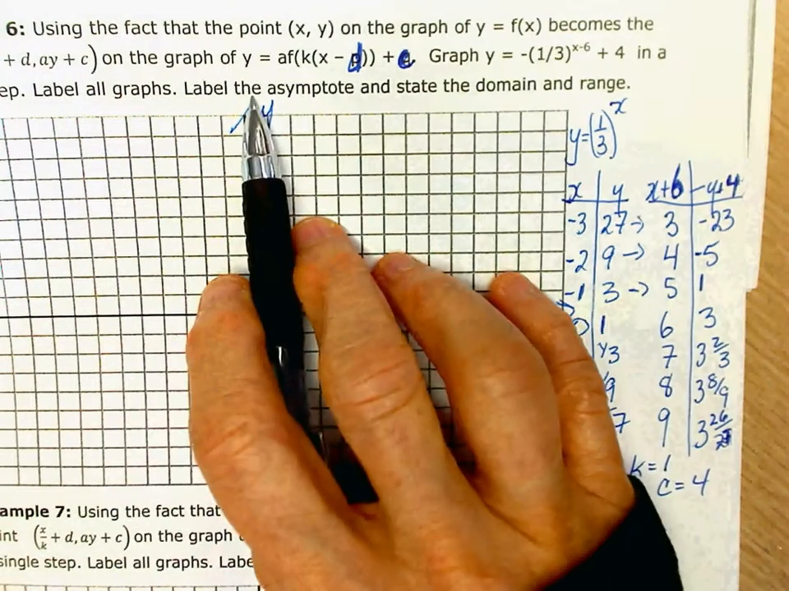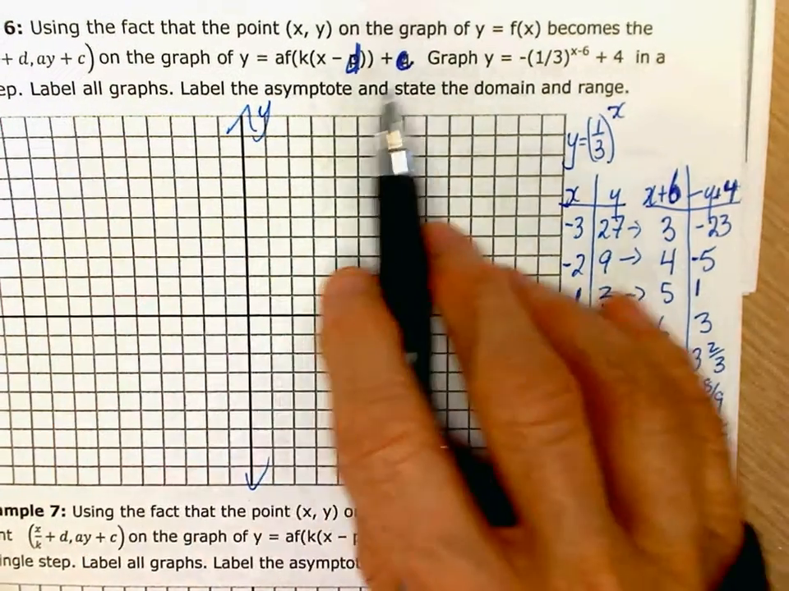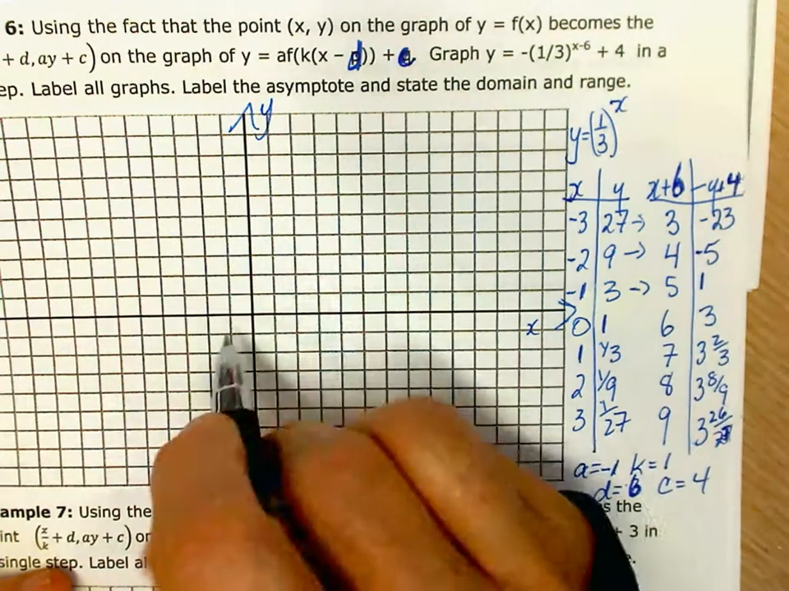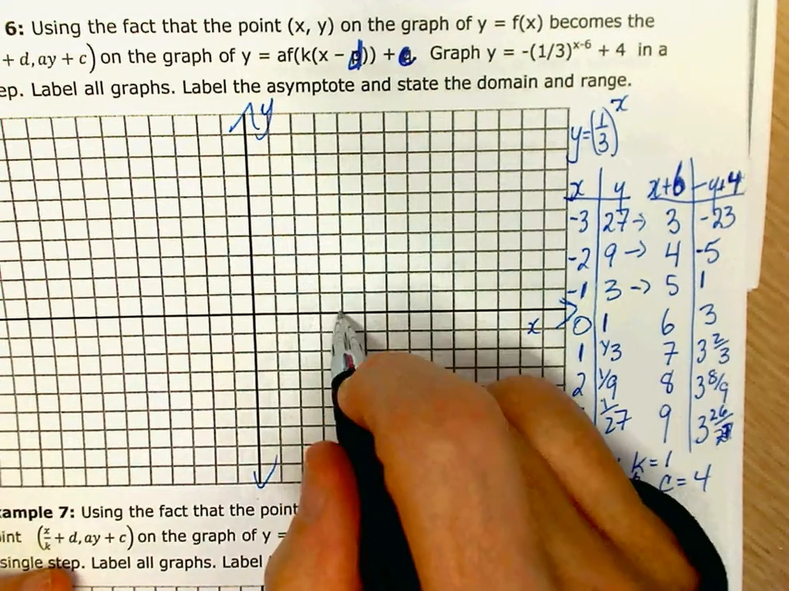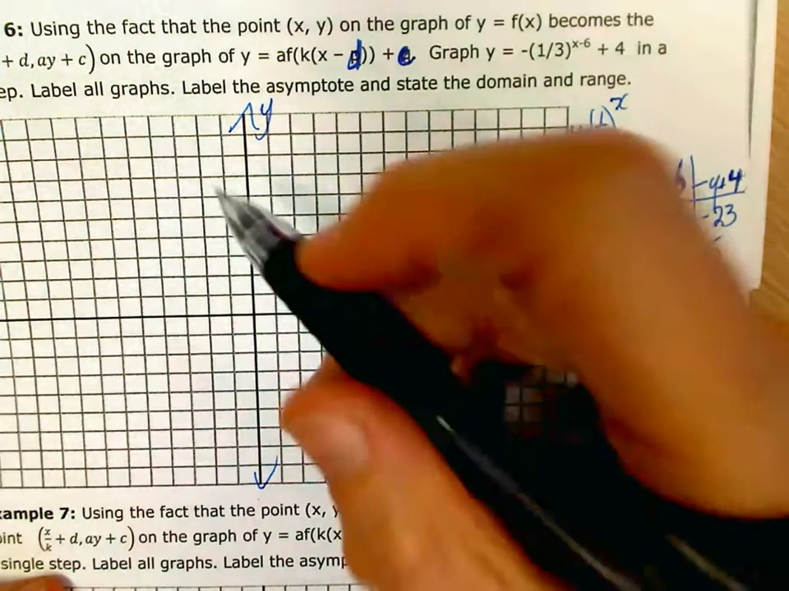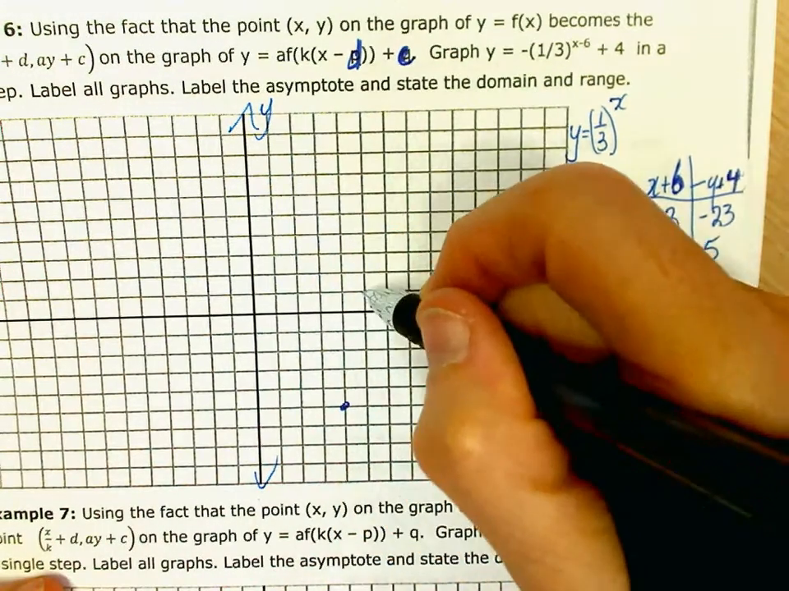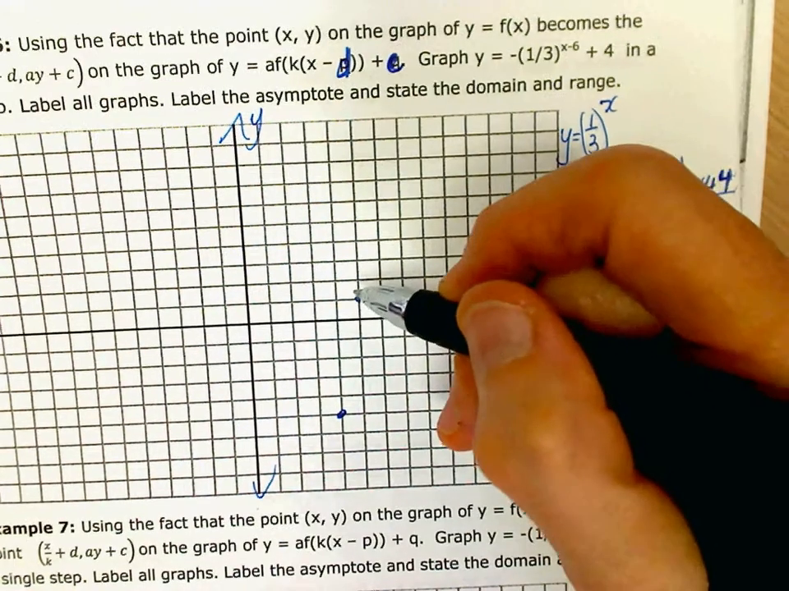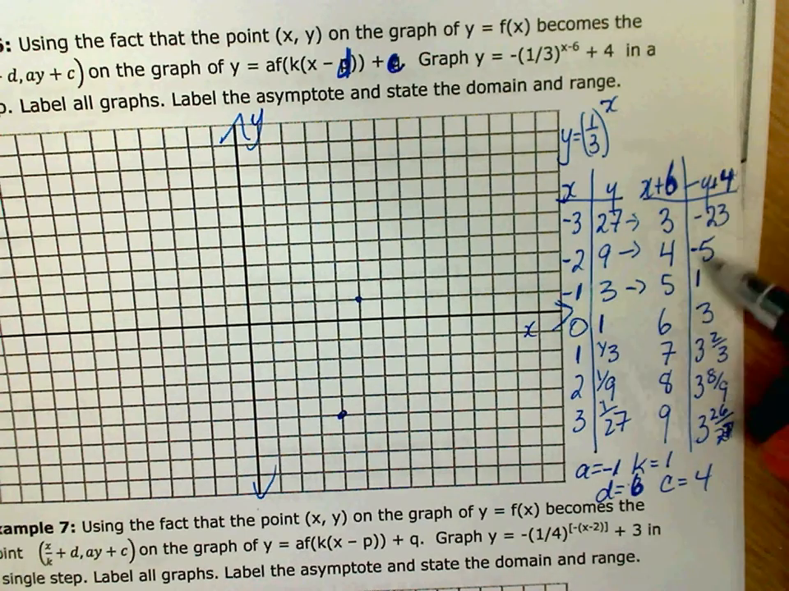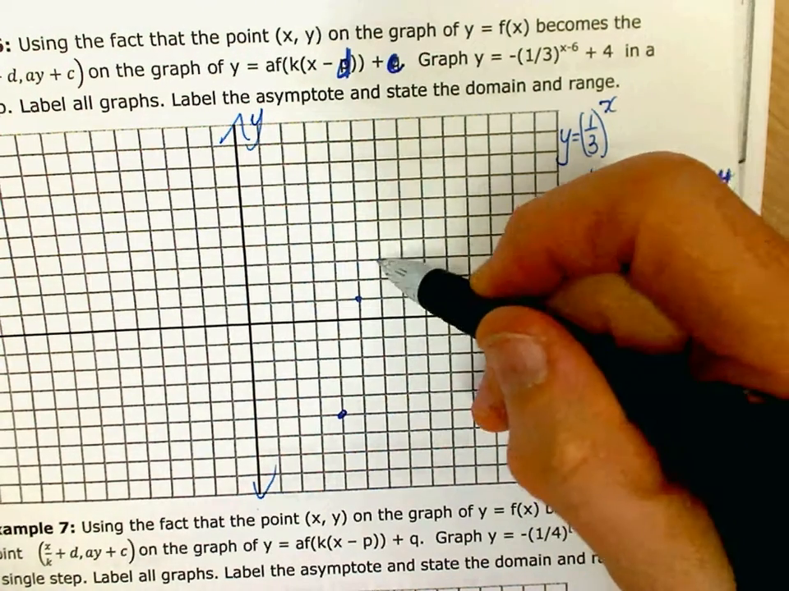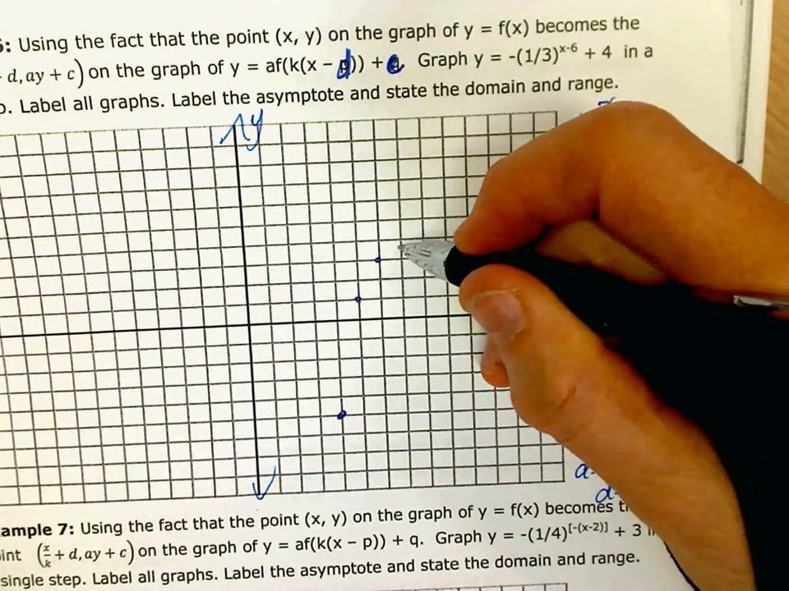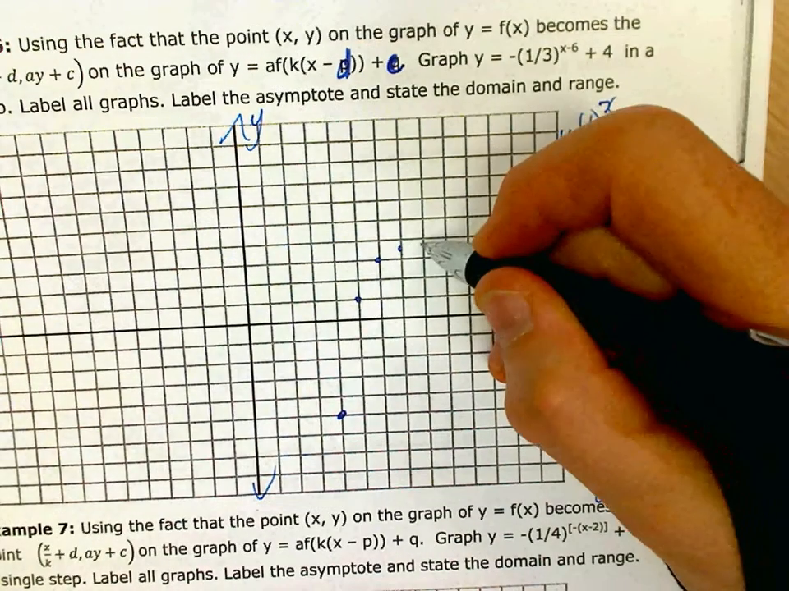We're going to label the asymptote, label all graphs, and state domain and range. So 3, negative 23 is off the grid. 4, 1, 2, 3, 4, negative 5, 1, 2, 3, 4, 5 is there. 5, 1, 1, 2, 3, 4, 5, 1. 6, 3, 1, 2, 3. 7 is 3 and 2/3. 8 is, oh, it's getting closer and closer.